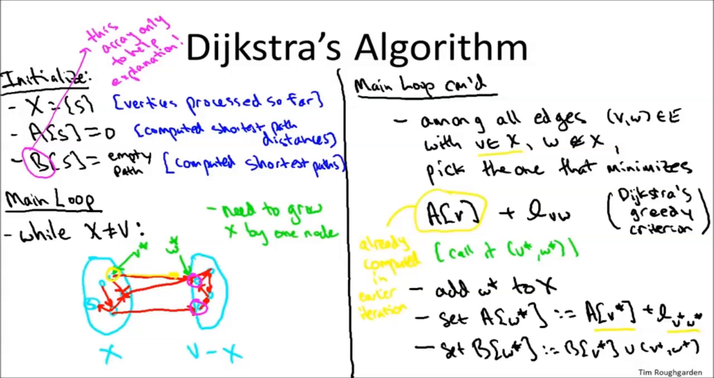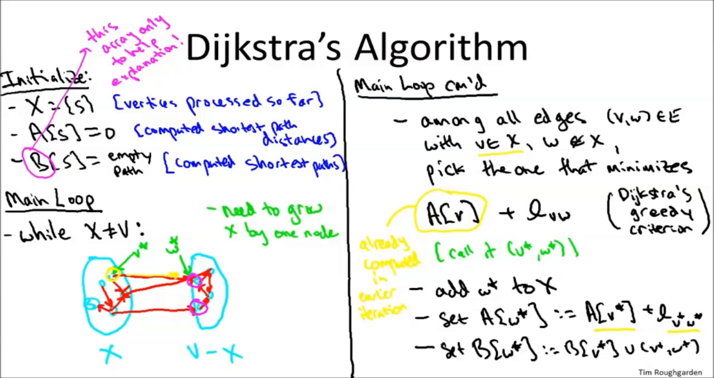So recall that Dijkstra's algorithm is driven by a single while loop. So we're going to add one additional vertex to an evolving set capital X as the algorithm proceeds. So X is the vertices that have been processed so far. We maintain the invariant that for every processed vertex, we've computed what we think the shortest path distance is to that vertex. So initially X is just the source vertex S. Of course, the shortest path distance from S to itself is 0.